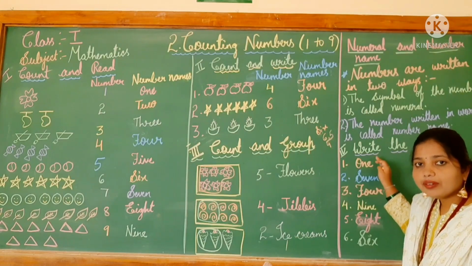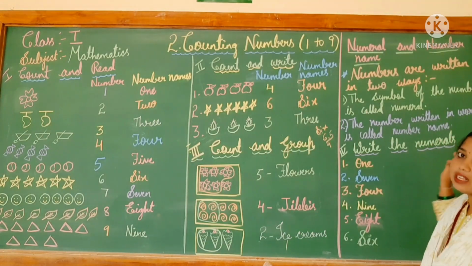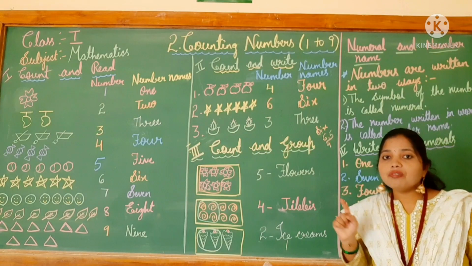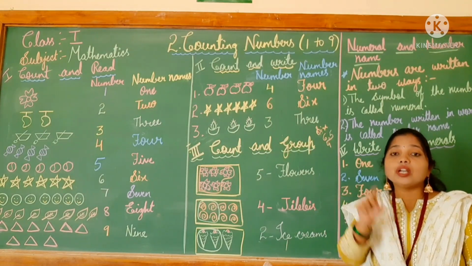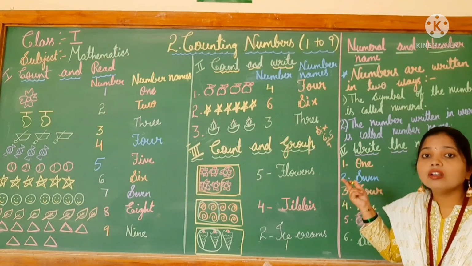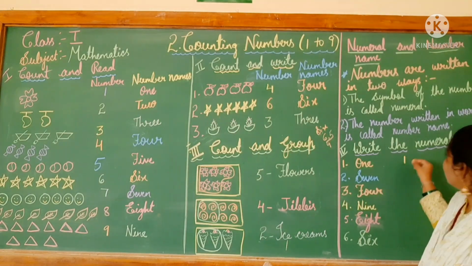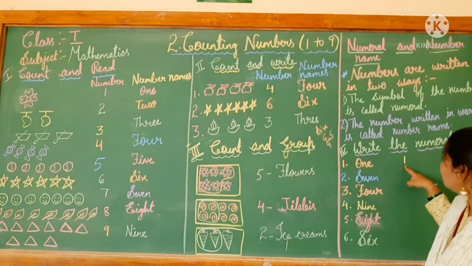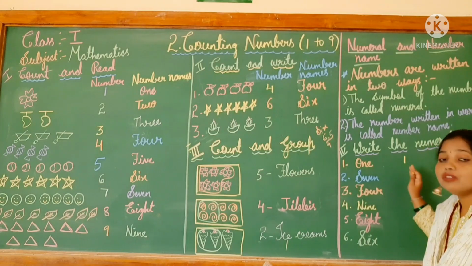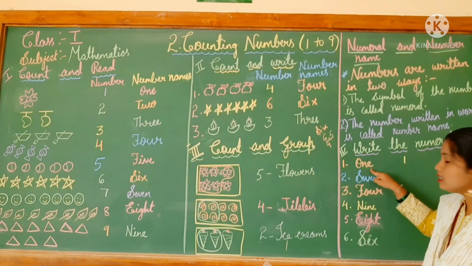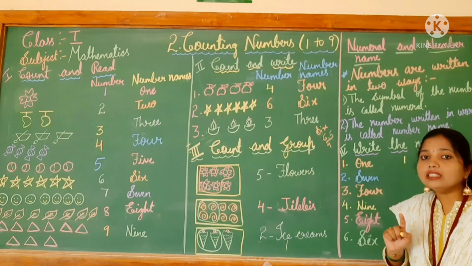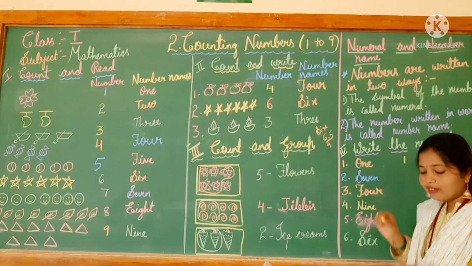So here they have given one example, student. Write the numerals. Here the number name is given already. Number name is O-N-E. We should write the numeral. Numeral is already known, children. O-N-E means how will we write the symbol? Yes, this is the symbol. This is the numeral. And this is the number name. Here they have given the number name. For the name we should write the particular number. This is 1. S-E-V-E-N means the number is 7. So here I will write 7.